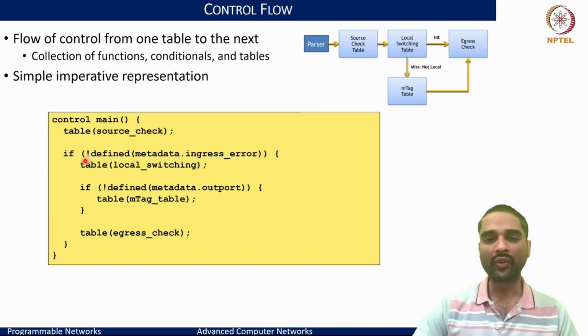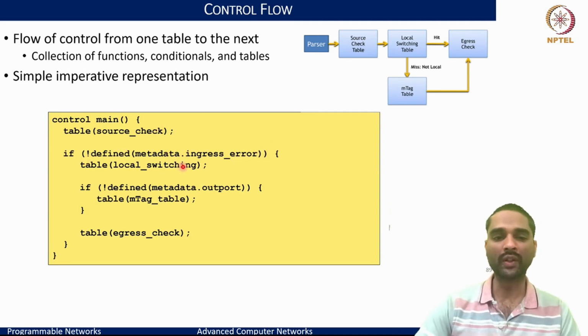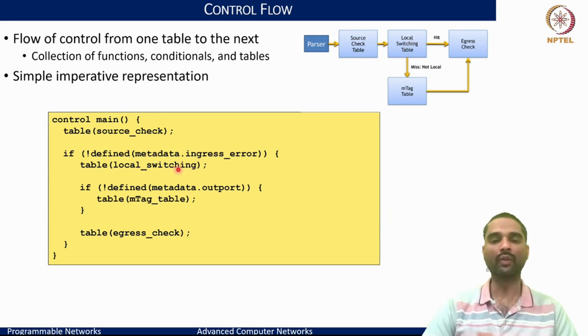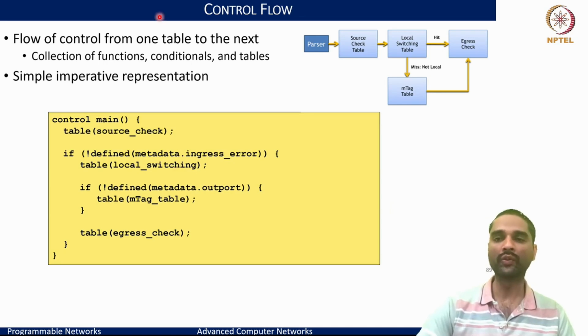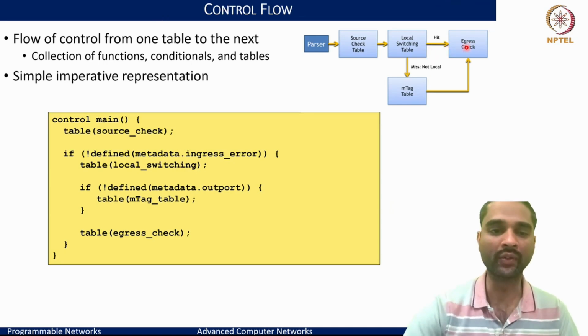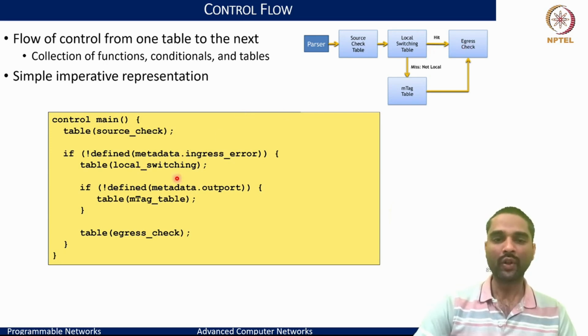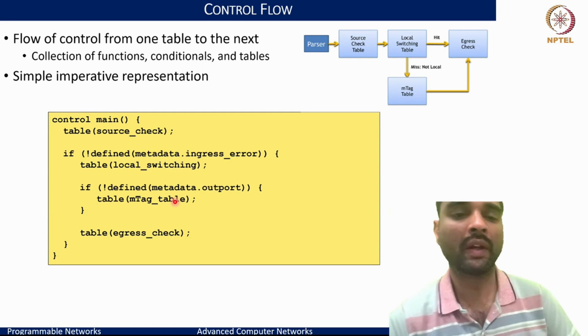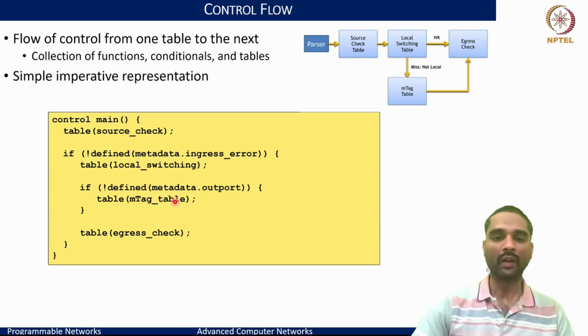Then we would want to see the local switching table to take it further. In the local switching, if there is a miss, then we know that there is no defined output port. If there is a hit, there would be an output port configured and it would take the egress. If there is no defined metadata with the output port being set, then we would want to take the mtag table. Once everything is done, it would then go to the table egress check.